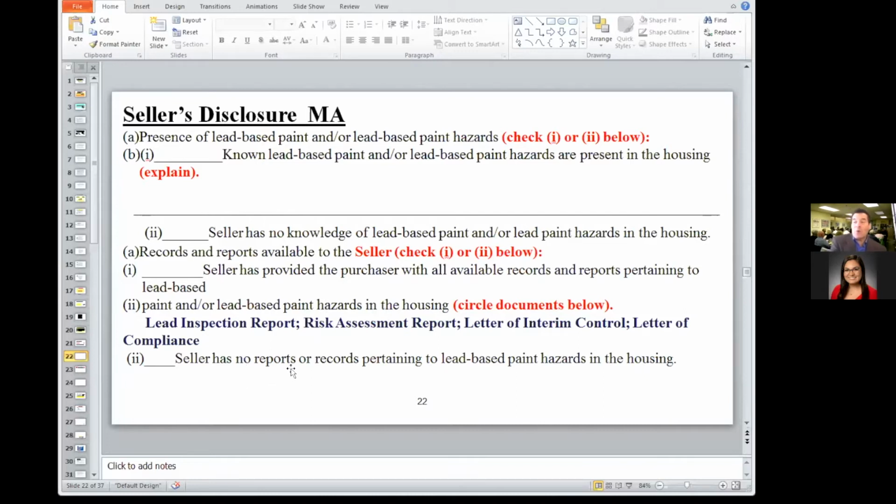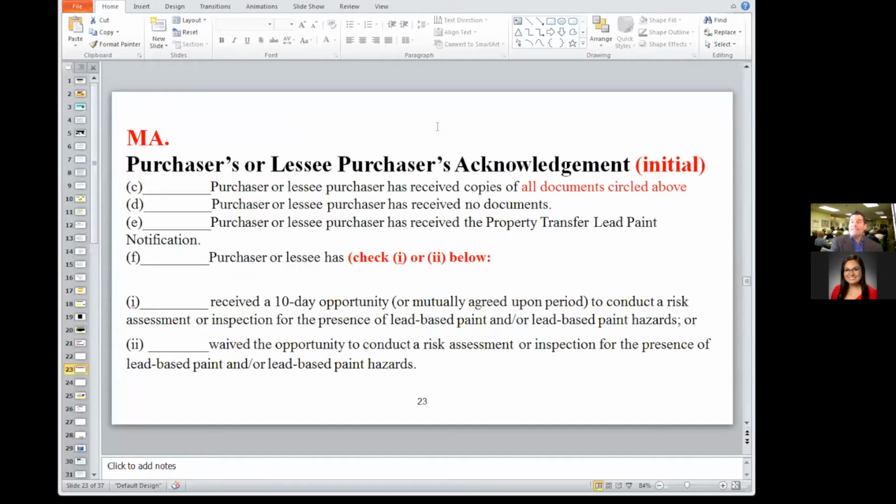If the seller has no reports or records, they have knowledge, but they lost the records. Okay. So they have no reports, so there's nothing to circle. So they would say, boom, I don't have any reports. Sorry, can't help you. But I do know that there was lead here. Someone told me. Now, once that's filled out, the listing agent, you guys usually, post it so that the agent working with the buyer has access to it. So make sure it's readily available, upload it, so the buyer's agent can work with it.